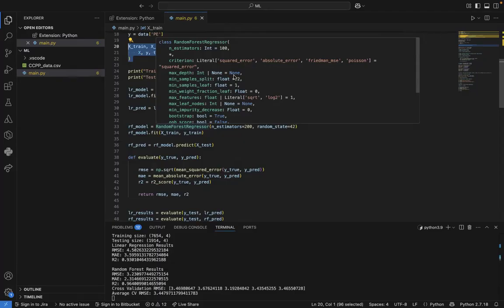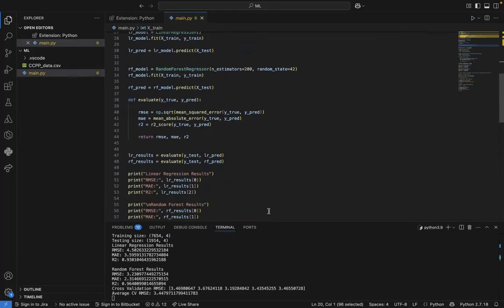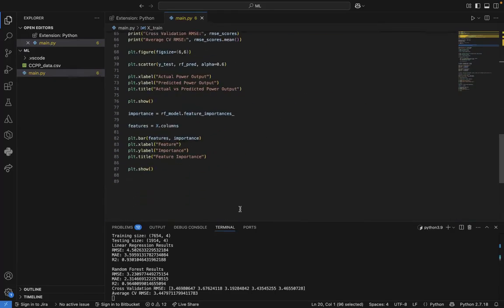variables. And coming to evaluating the performance of the models, I printed the output here. I used three evaluation metrics. The first metric is root mean squared error, which measures the average magnitude of prediction error. The second metric is the mean absolute error, which measures the average absolute difference between the prediction and the actual values. And the third metric is the R2 score, which indicates how much of the variance in the target variable is explained by the model.